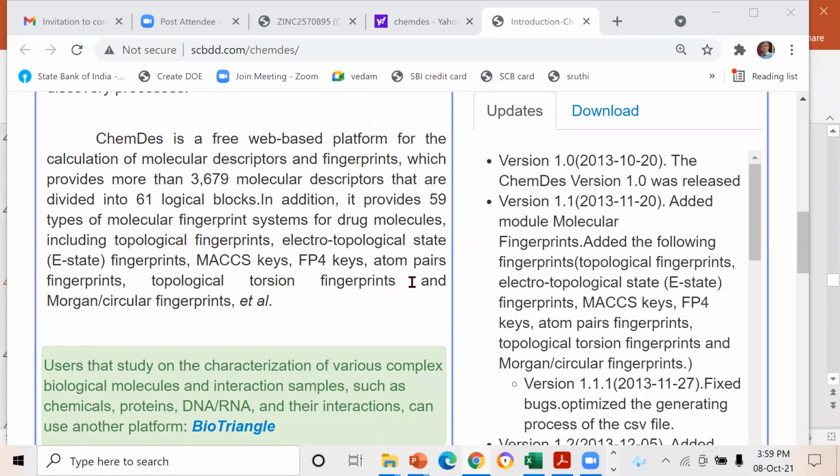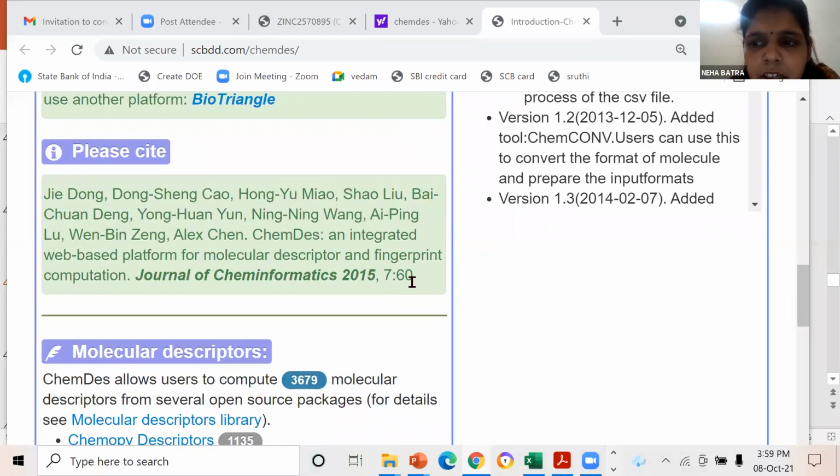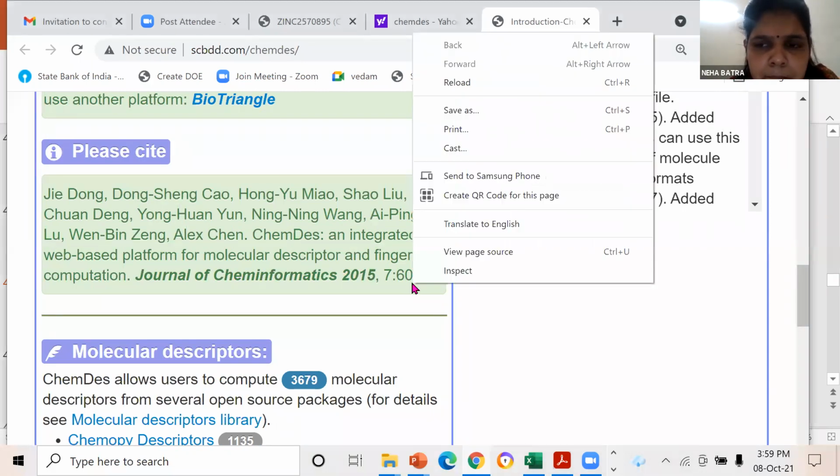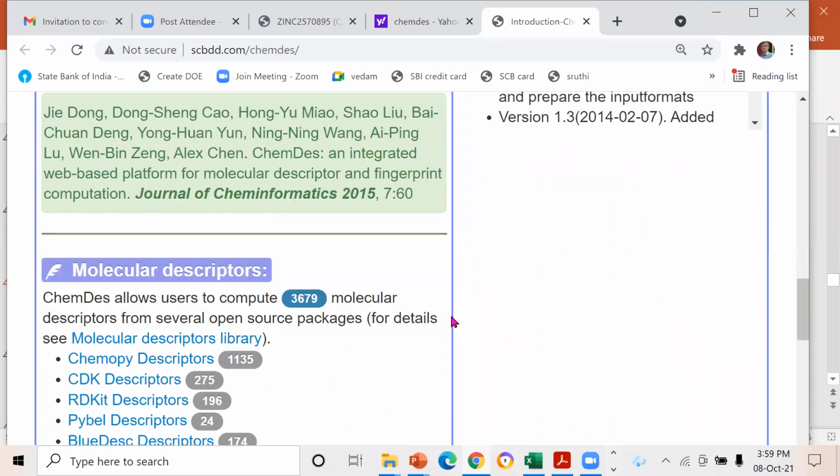Can you see the screen? Sir, your screen is visible, but you are not audible. Now you are audible, sir. Okay. You can hear me now? Yes, sir. Okay.